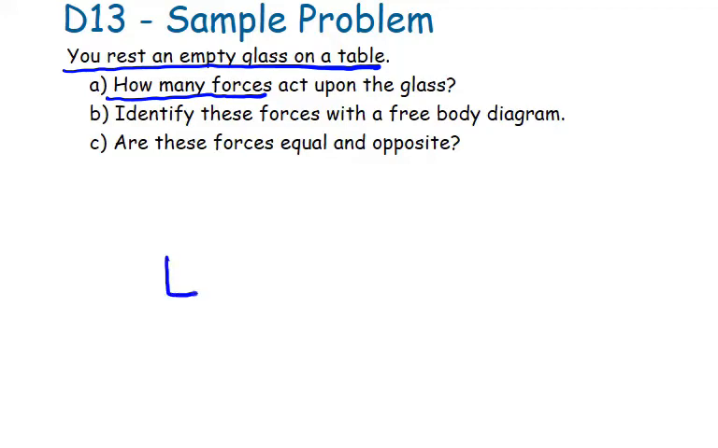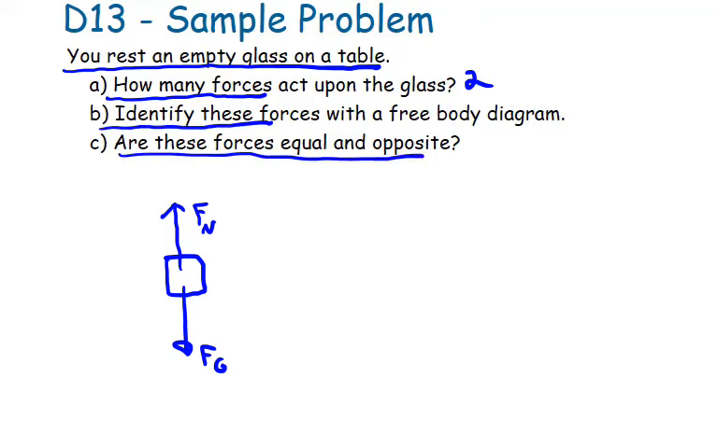Okay, so if we look at our forces, we have the force of gravity and the normal force, and we only have those two. So there are two forces acting. We identified these forces, and they are equal and opposite. So the normal force completely cancels out the force of gravity. The net force is 0.